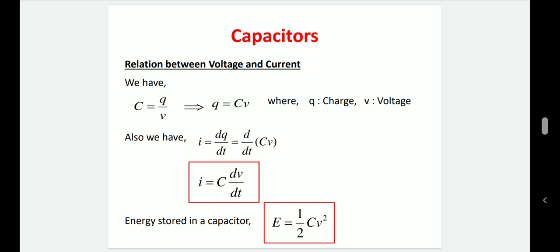And again we need to study this equation also: energy stored in a capacitor. We have already said that a capacitor has the ability to store energy in its electric field. So the stored energy is given by half CV square. You need to study only this equation, no need of derivation. E is equal to half CV square, where V is the voltage and C is the capacitance. Okay, this is all about capacitors.